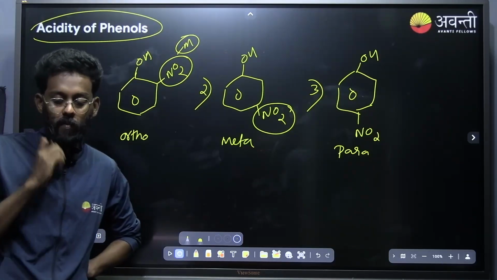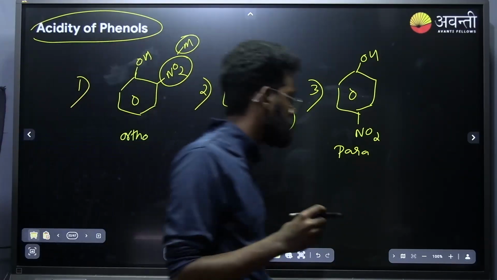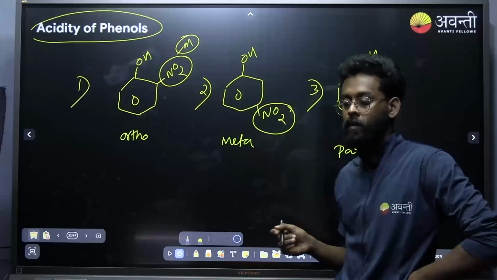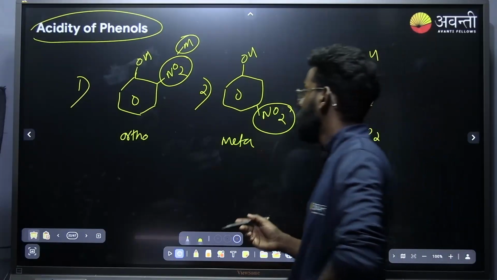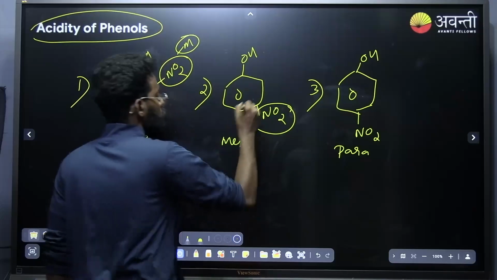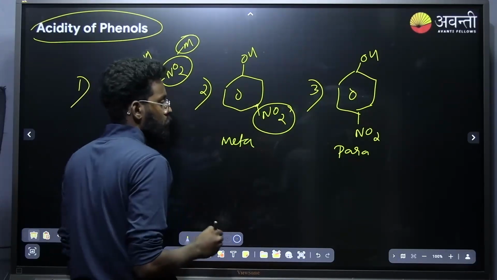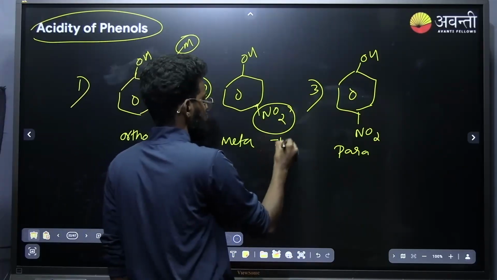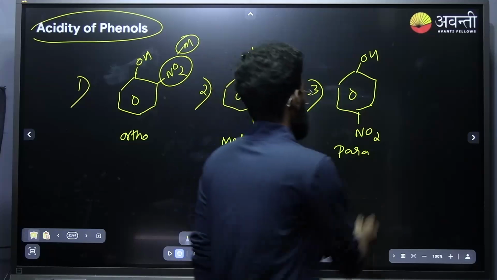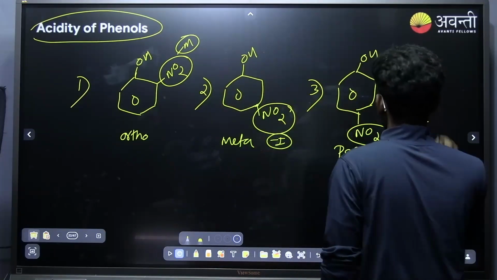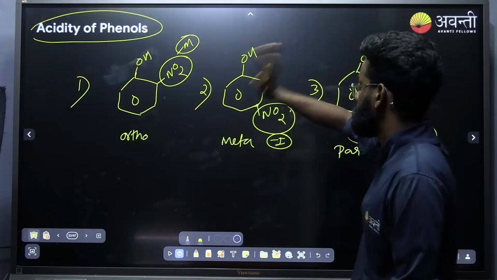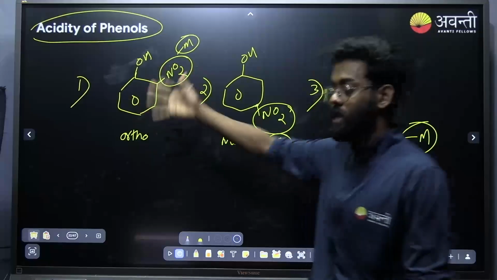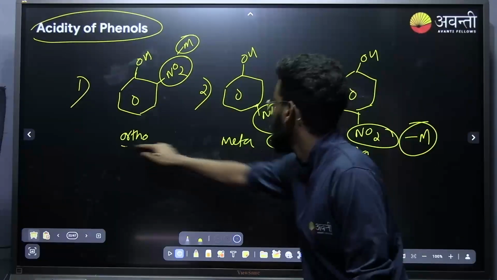NO2 group. What group is it? Minus M, minus I, plus I? Anybody? We will be thinking it is minus M. It is not minus M because the mesomeric effect won't operate. We all know that the mesomeric effect won't operate at the meta position. So here NO2 will be acting as a minus I group. Now here the NO2 will be acting as a minus M group. So among the first, second and third, which has the highest minus M power? That is for ortho and para.